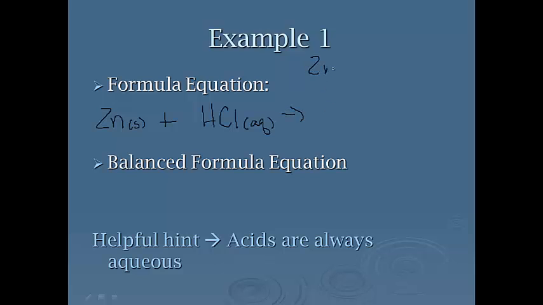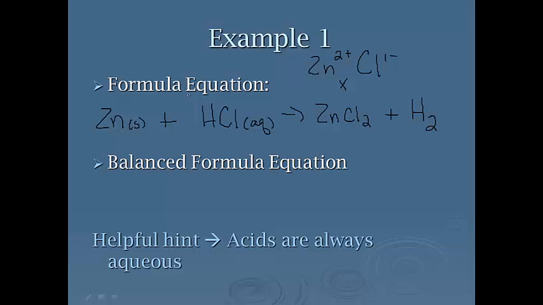Now we have zinc chloride. To write the formula for zinc chloride, we have to go back to our ion charges. Zinc is Zn with a 2+, chloride is a 1-. So my formula for zinc chloride is ZnCl2. And then hydrogen is one of those diatomic elements, so I've got to write it as H2.